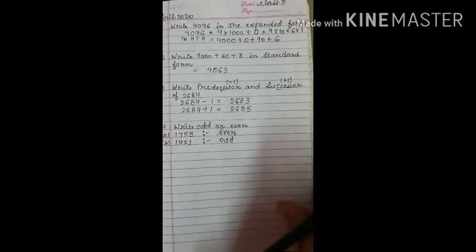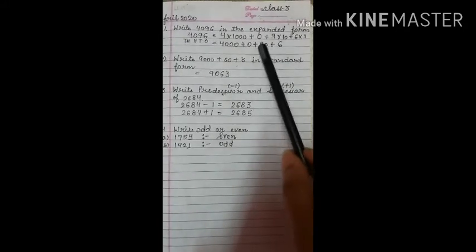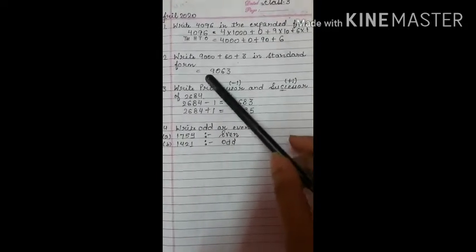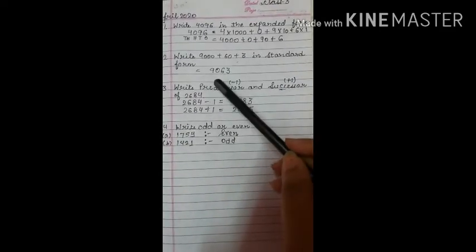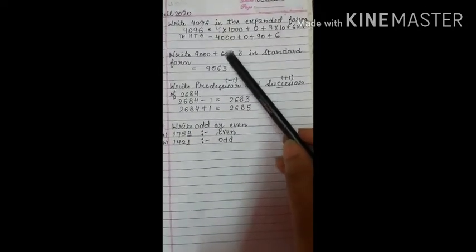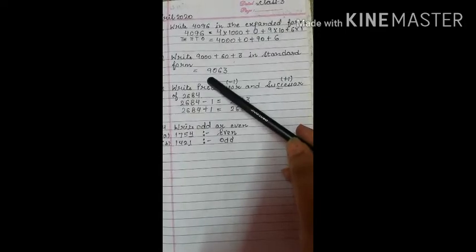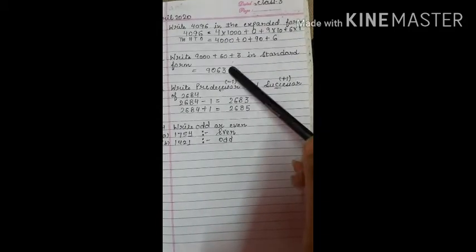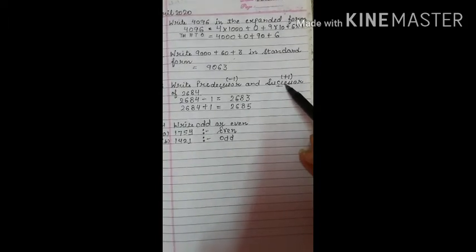So in question number 1 we have calculated the expanded form, meaning we have written the number in the form of addition, adding all the place values. In question number 2 we have written the number in the standard form, just opposite from the expanded form. Here the expanded form is given. We have ones, tens, we don't have 100, that means it is 0, and at thousands place we were having 9, so we have got 9063.